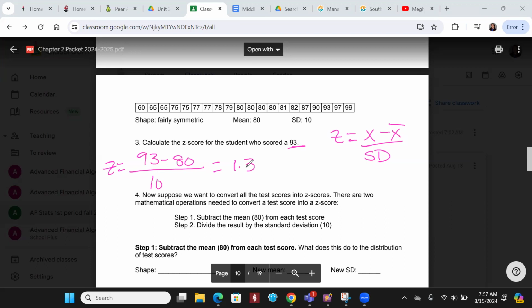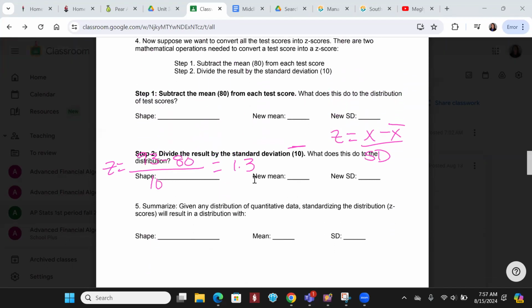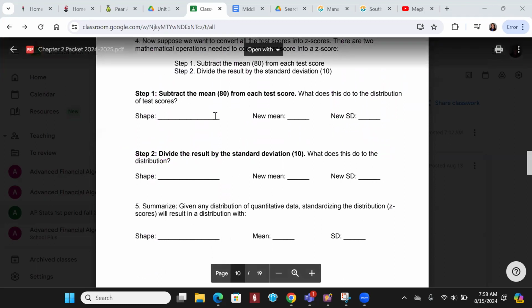Okay, so step one, subtract the mean from each test score. What's the shape of this? It stays the same. It's fairly symmetric. What was the new mean on that one? 0. Okay. And what's the new standard deviation? Okay.